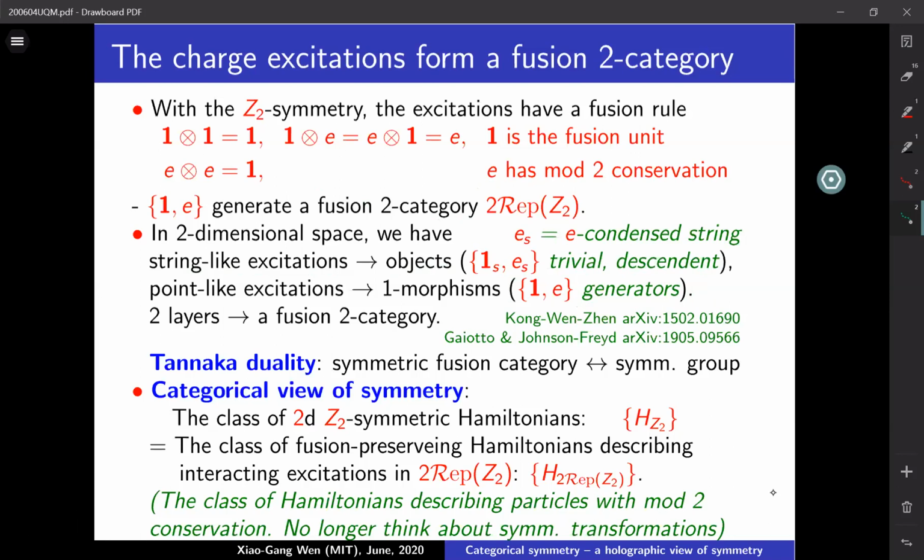However, the point of view here is very different. You can see we have this two-category, we talk about the fusion, and we don't talk about the transformation. We don't have to talk about the invariants. However, in mathematics, as we all know from Tannaka duality, from the fusion of charged objects, we can recover the full symmetry group. Actually, the fusion structure contains all the information about the symmetry group. So we can recover the symmetry group.